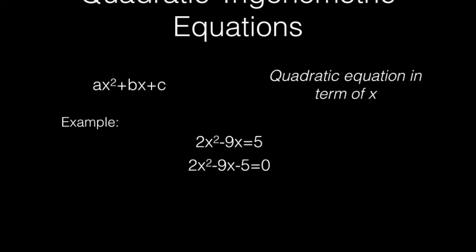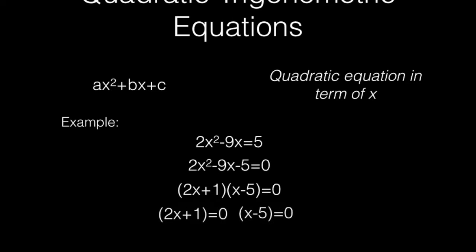Now, after you get that, you would usually factor it out. So in this case, we would get 2x plus 1 times x minus 5 is equal to 0. And then we would set the factors to 0. So we get 2x plus 1 is equal to 0, and x minus 5 is equal to 0, and we would solve for x, which in this case we get x equal to negative 1/2, and x is equal to 5.